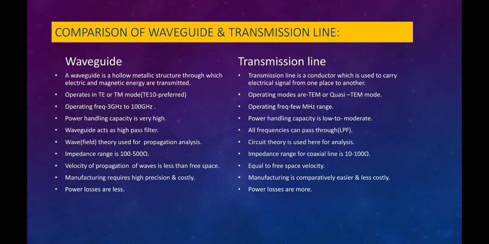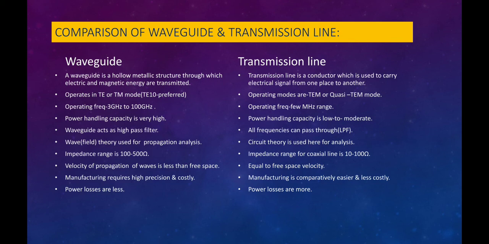Waveguides operate in either TE or TM mode, out of which TE10 is the preferred mode, that is the dominant mode. Operating modes in transmission line are TEM or quasi-TEM mode. Operating frequency in waveguides is from 3 gigahertz to 100 gigahertz. Operating frequency in transmission line is in the few megahertz range.